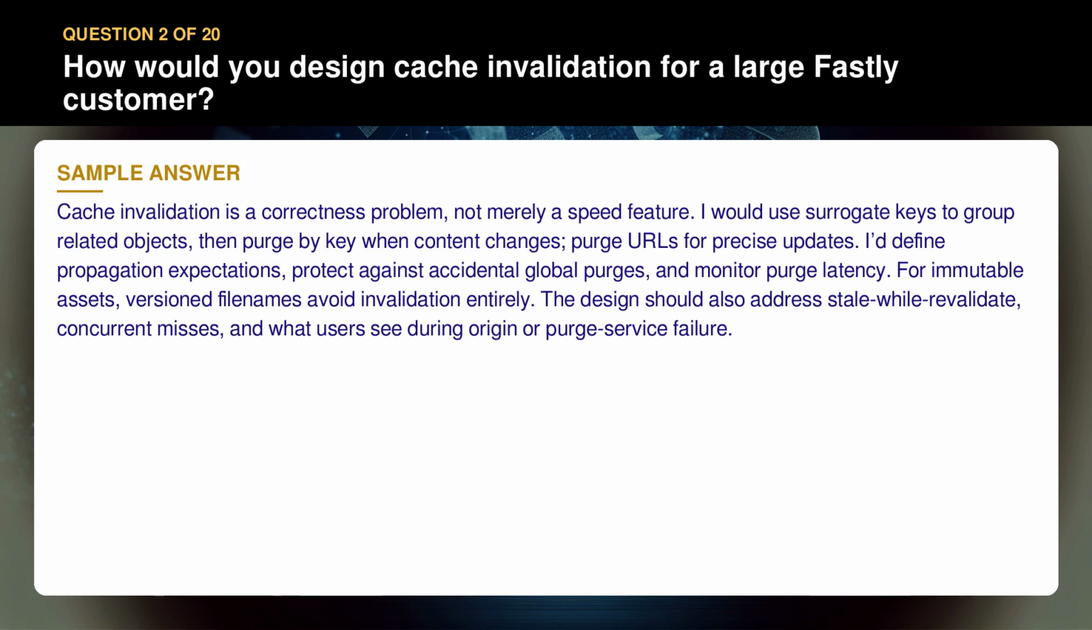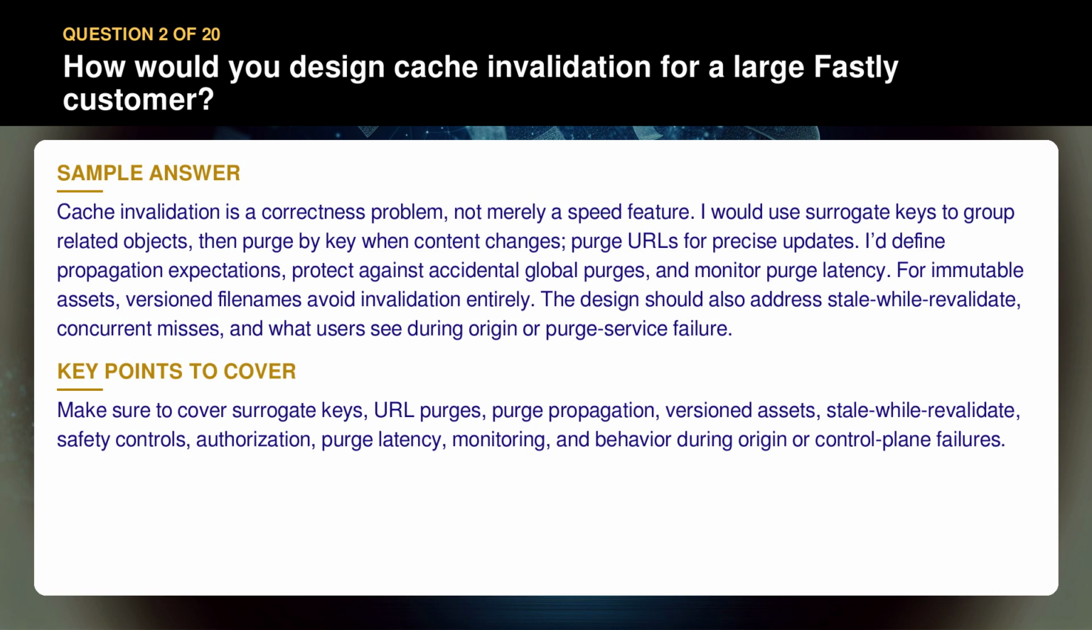For immutable assets, versioned file names avoid invalidation entirely. The design should also address stale while revalidate, concurrent misses, and what users see during origin or purge service failure. Make sure to cover surrogate keys, URL purges, purge propagation, versioned assets, stale while revalidate, safety controls, authorization, purge latency, monitoring, and behavior during origin or control plane failures.